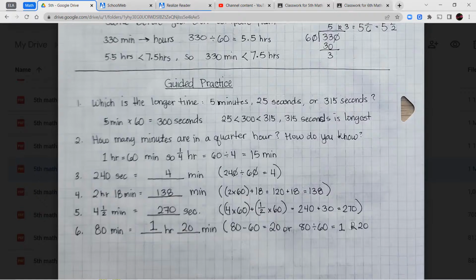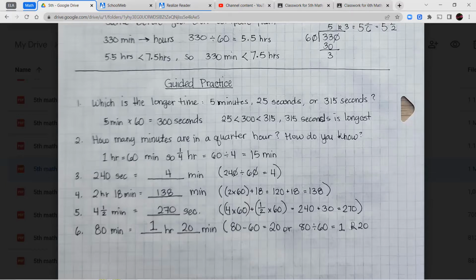Next, we have 2 hours, 18 minutes converted into minutes. So I'm going to take those 2 hours and I'm going to multiply it by 60. And then whatever answer I get, I'm going to add 18 to it because I have 18 extra minutes. So 2 times 60 is 120. 120, which is the 2 hours, plus an extra 18 minutes, is going to give me 138 minutes.